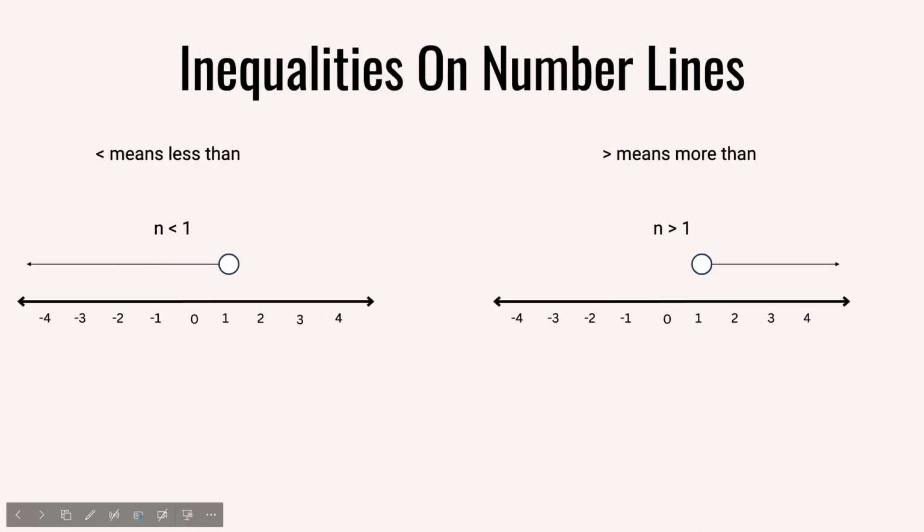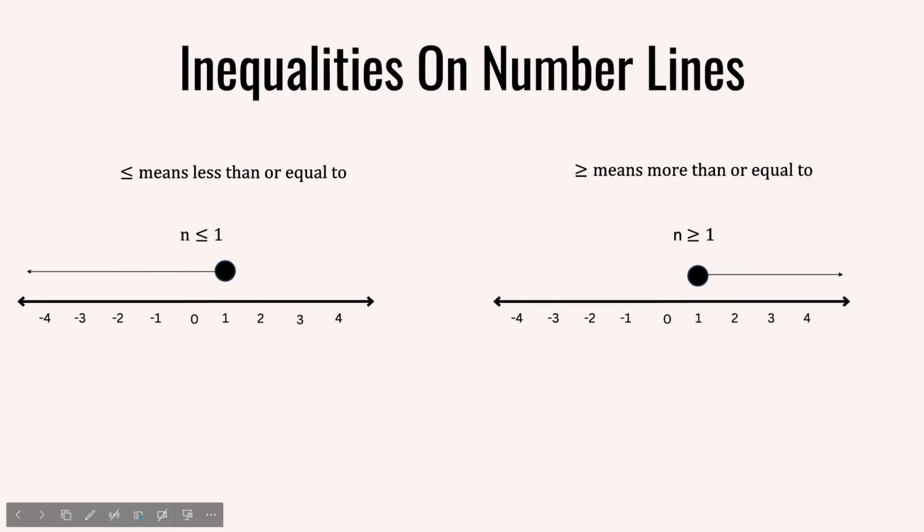As you can see here, we have two inequality number lines. In the first inequality number line, we can see that n is less than 1. So we draw a hollow dot as it is not equal to, and we draw a line going from 1 all the way down into the negatives. In the second inequality, it states that n is greater than 1. So we draw a hollow dot and a line from 1 all the way into the positives.